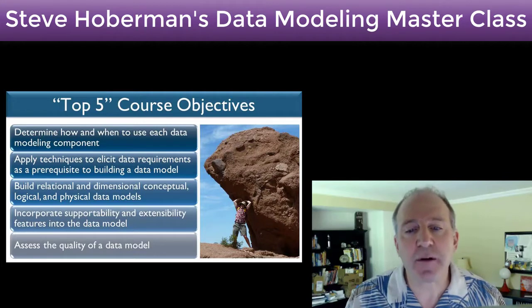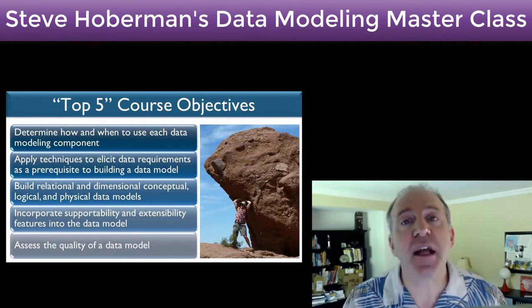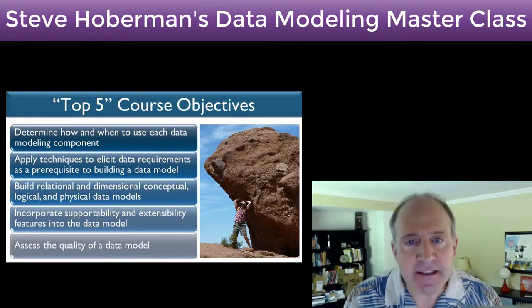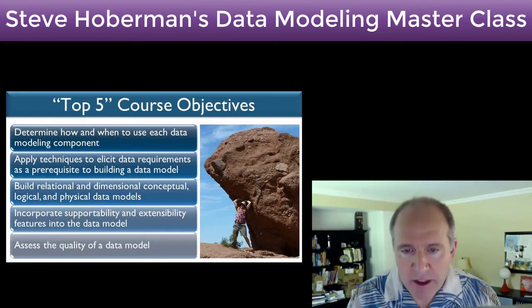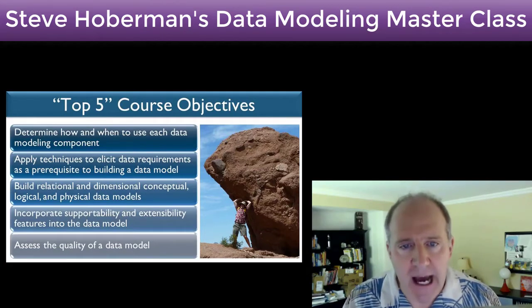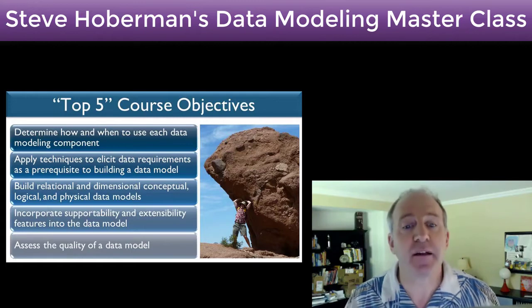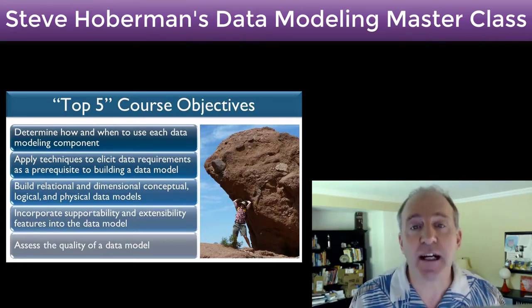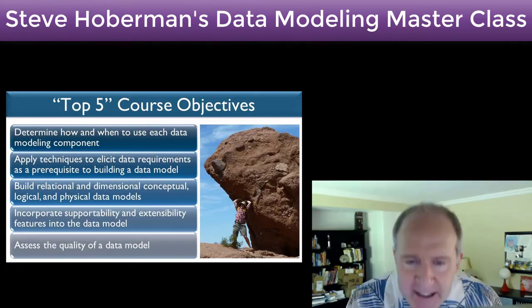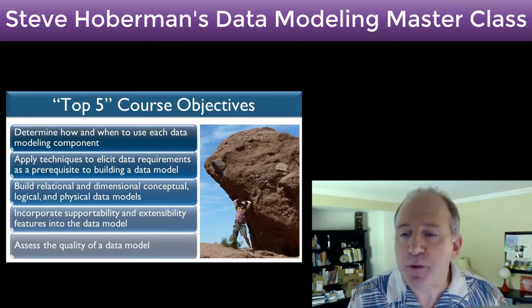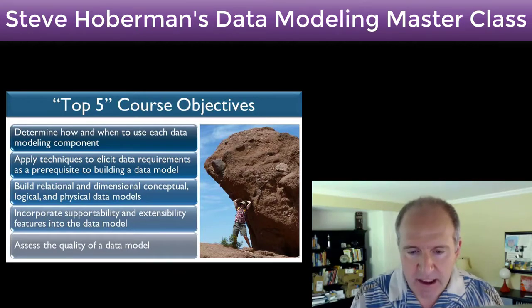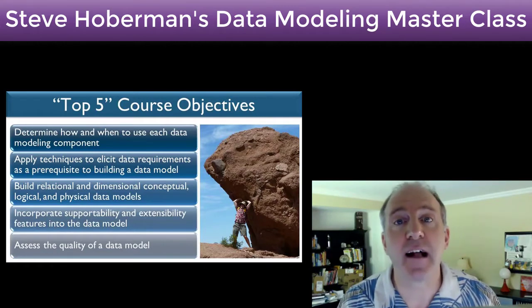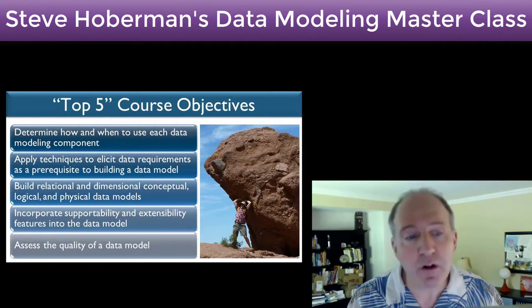The first is to determine how and when to use each data modeling component, like entities, attributes, relationships, and so on, but not just explain what these components are, but also share with you the questions we must ask to extract these components out of the business. Second objective is to apply techniques to elicit data requirements as a prerequisite to building a data model. We're going to go through a number of different techniques, including interviewing, artifact analysis, job shadowing, and prototyping.